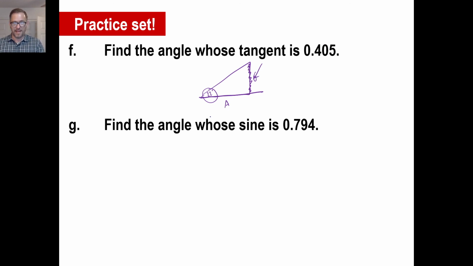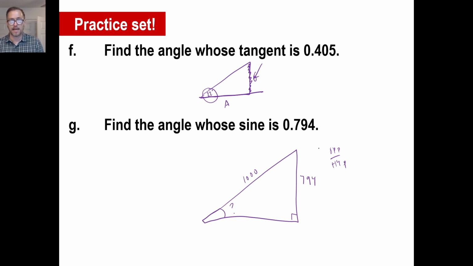Find the angle whose sine is 0.794. In other words, here's a triangle. That's a horrible triangle. Here's an angle. The sine is defined as what? You tell me. What over what? Opposite over hypotenuse. They're asking, what's this angle? If we open it up, the opposite is 794 and the hypotenuse is 1,000. That's the ratio, 0.794. What kind of an angle is going to give us that kind of a ratio?